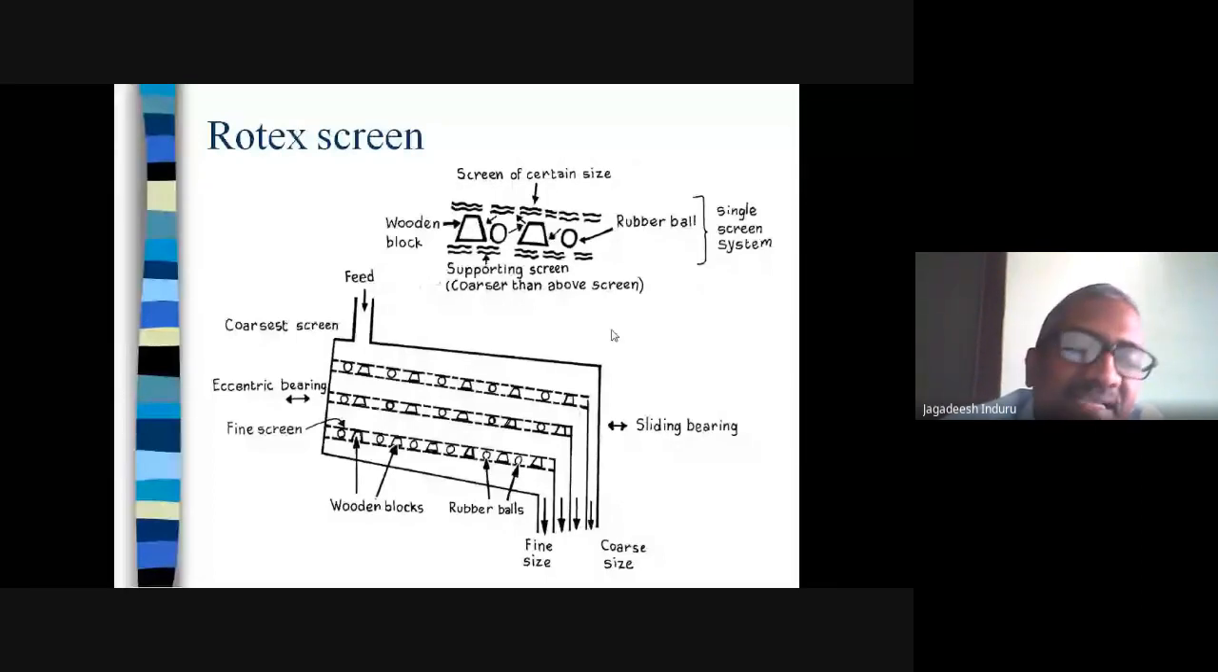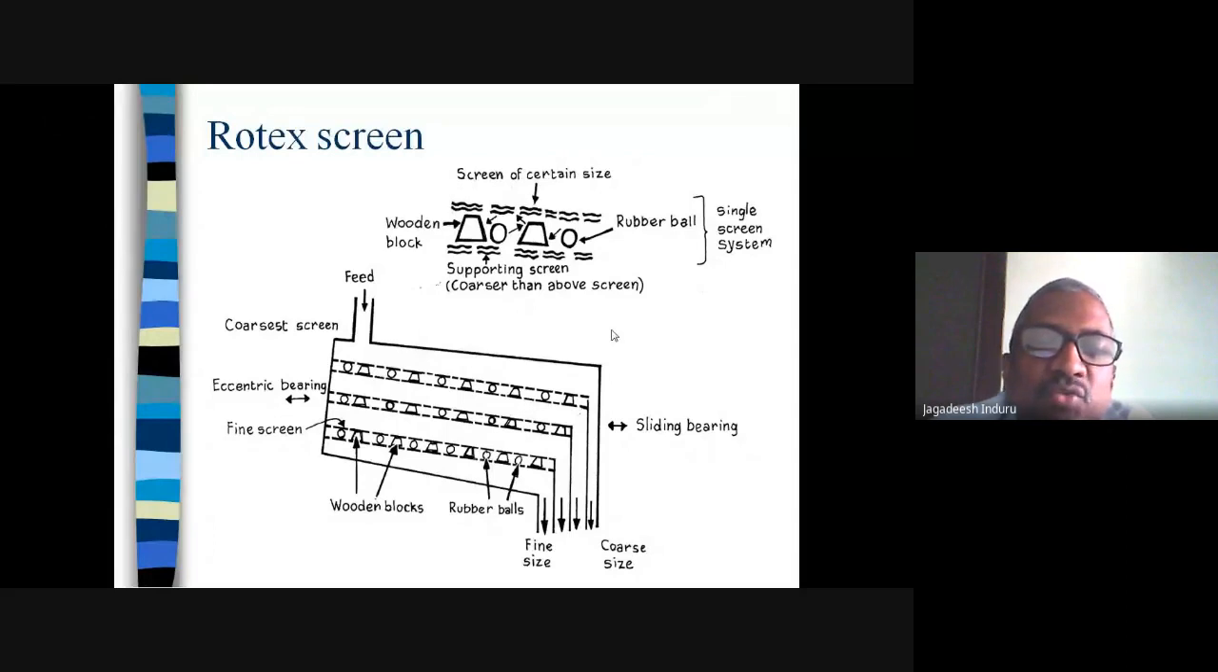Now, in the sessional examination, you will be asked the construction and working of the Rotex screen. You can tell me easily now. The construction is that it contains multiple sieves. Each sieve is equipped with one supporting bottom screen. In between, you have a wooden block and rubber ball. And you have a feed at the top and discharge chutes, 4 separate discharges to collect coarse to fine powder.